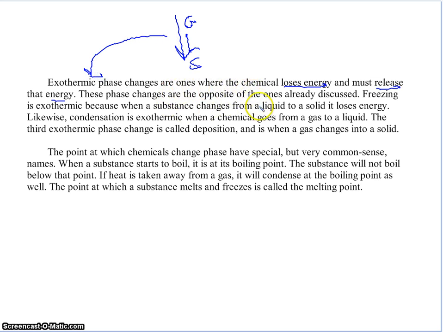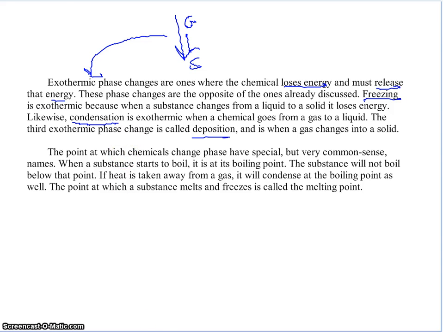These phase changes are the opposite of the ones already discussed. Freezing is exothermic, because when a substance changes from a liquid to a solid, it loses energy. Likewise, condensation is exothermic, when a chemical goes from a gas to a liquid. The third exothermic phase change is called deposition. It is when a gas changes into a solid.